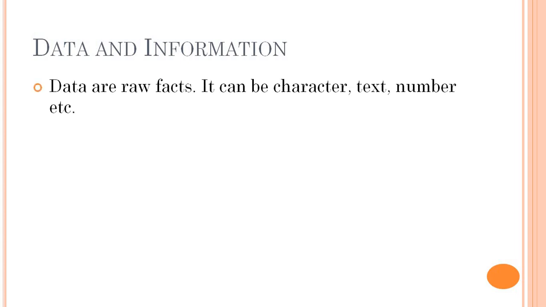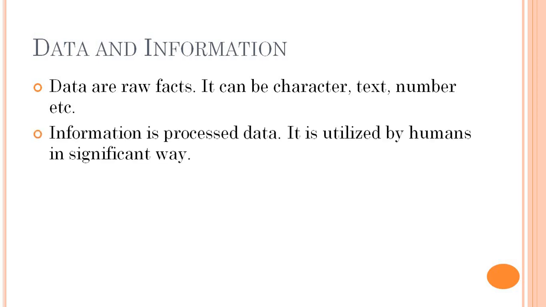So here we have data are raw facts. It can be characters, text, numbers, etc. Information is processed data. When we have some data, we arrange it, we formalize it and process it in some form to get the information. This information is utilized by humans in a significant way. They can make use of this information and get some things done.